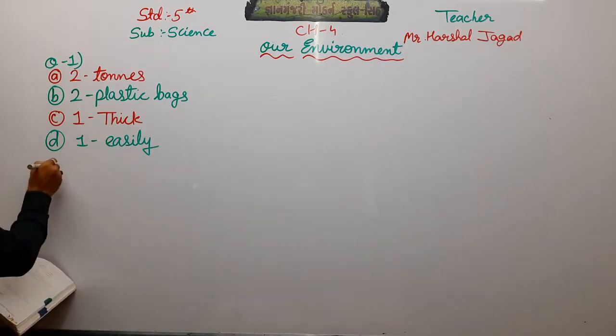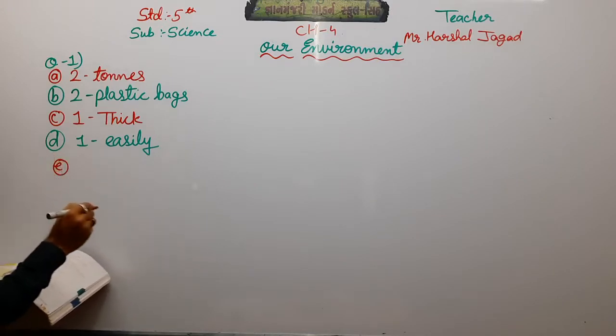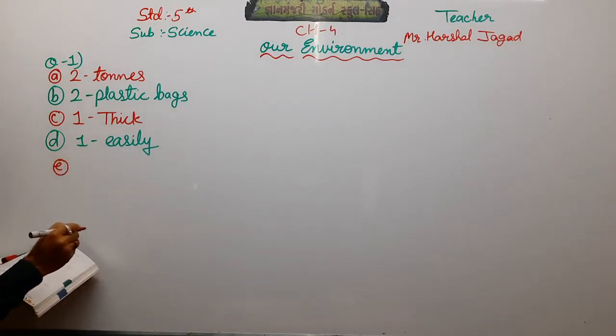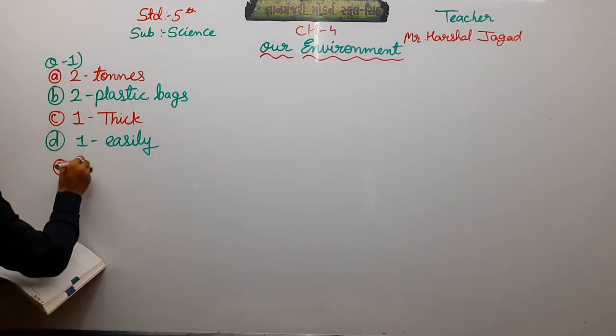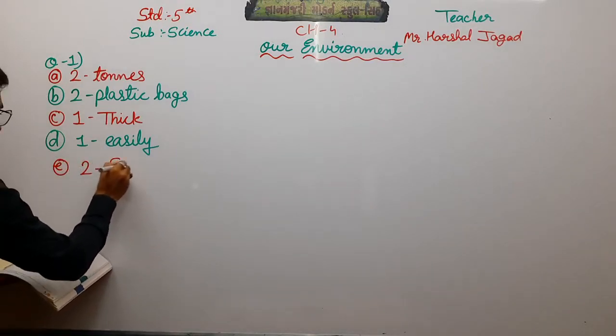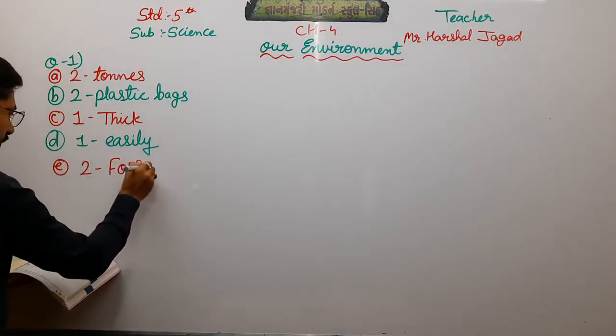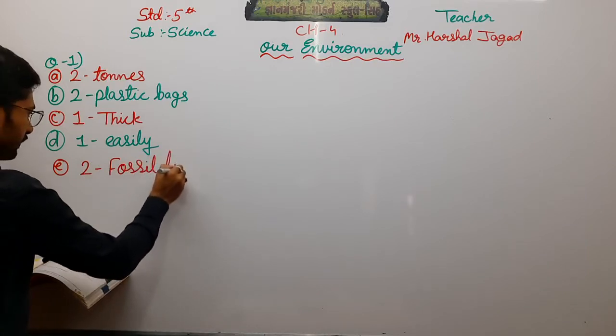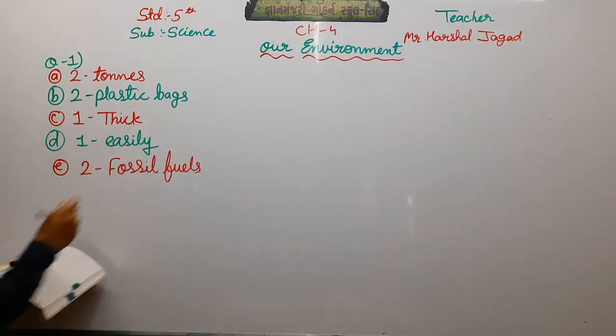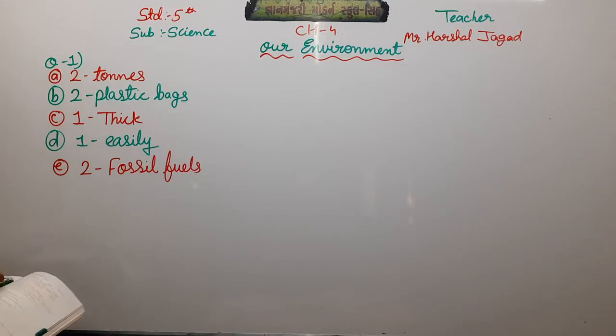Then E: burning of dash pollutes the air leading to respiratory disorders. So here it will be the second one, fossil fuels. Okay, so please write down the answers.